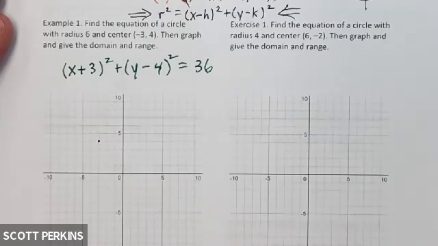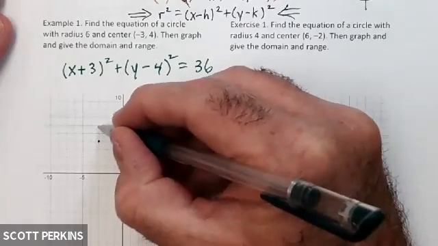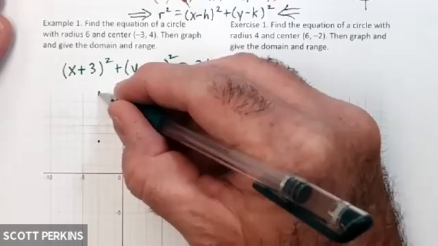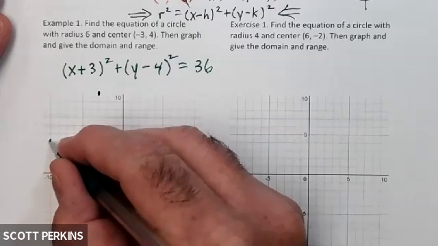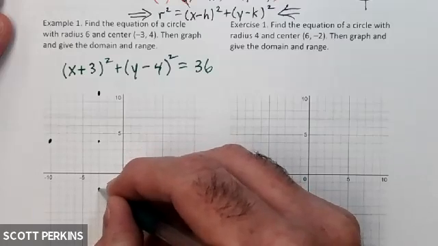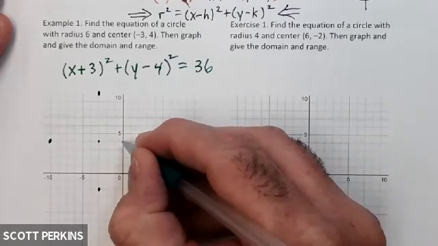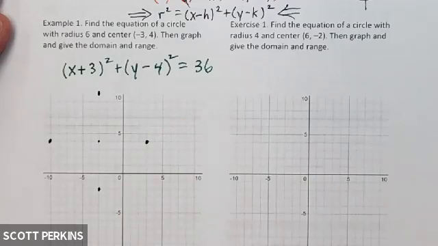First, the center's at (-3, 4). This is not part of the graph, but I'm going to put it here just for reference. I'm going to put a small little dot there where the center is. And then since the radius is 6, I'm going to count 6 in each direction. So I'm going to go 6 up, 1, 2, 3, 4, 5, 6, make a dot. 6 to the left, 1, 2, 3, 4, 5, 6, make a dot. 6 down, make a dot. And then 6 to the right. You will get full credit on the test as long as you make your best effort to draw something that doesn't look like a square.